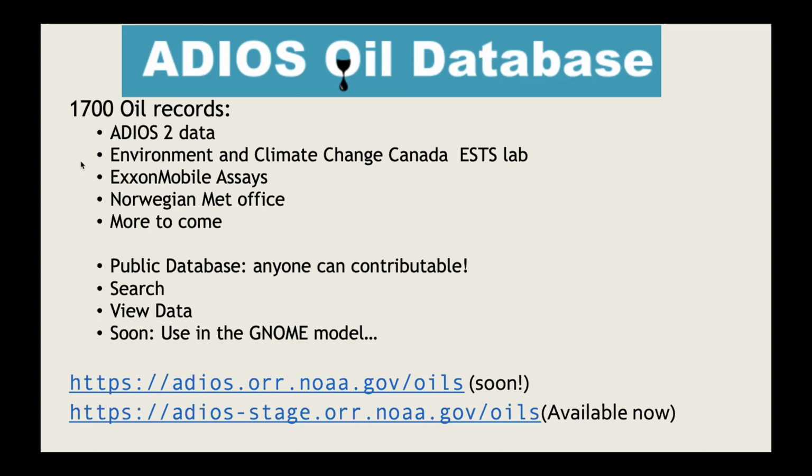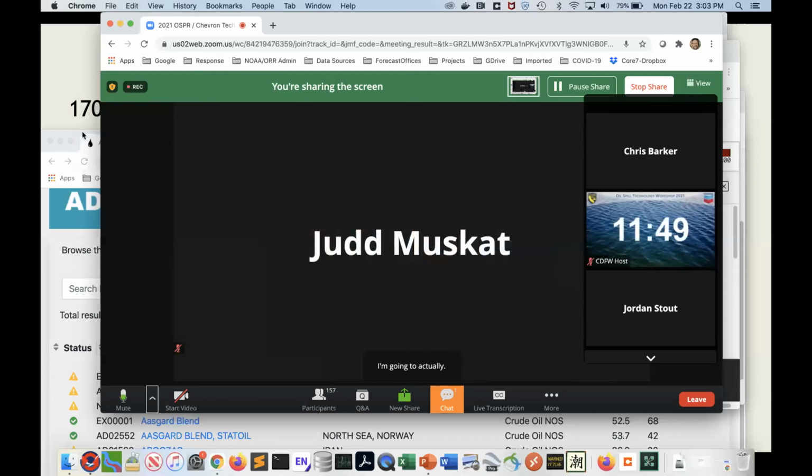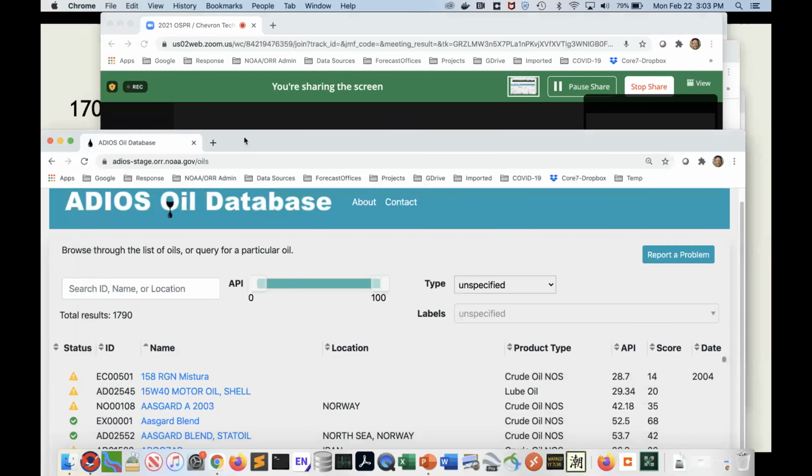So the key of this is a public database. Anyone can view it, anyone can contribute to it, and soon we'll be able to directly use it in the GNOME model. I'm going to just really quickly go to it live.